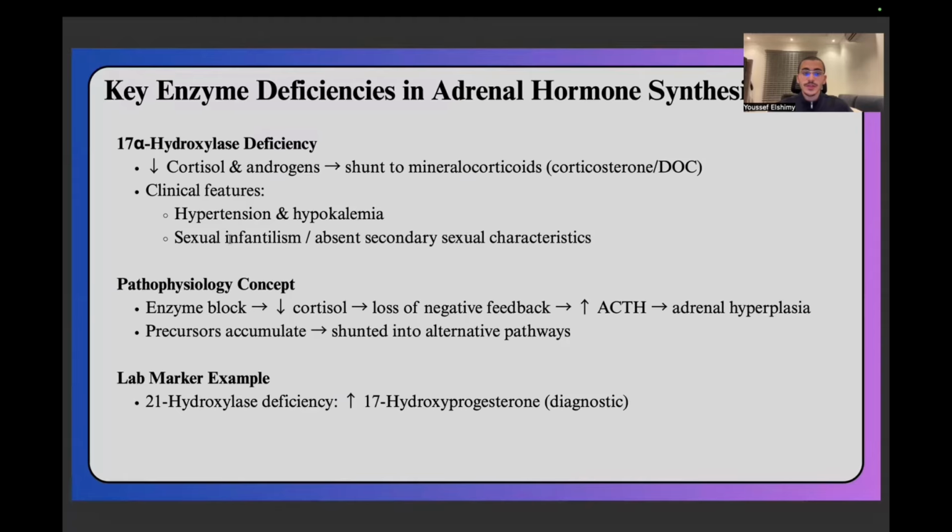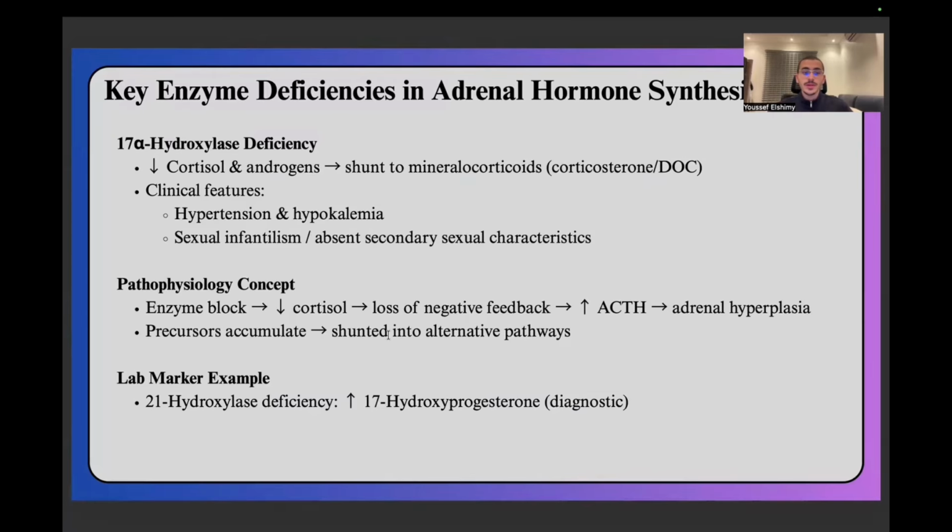So what would be the clinical feature? There would be hypertension and hypokalemia. Also, there would be sexual infantilism or absence of the secondary sexual characteristics because there are no androgens. Especially in females, the androgens are important for secondary sexual characteristics like pubic hair, axillary hair, libido, as well as muscle mass. Libido is sexual drive.